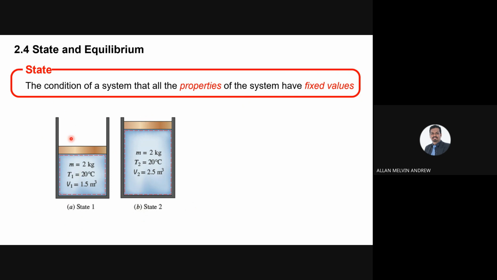If we are referring to it in our report, we report that state 1 is like this. When you change one value, you need to declare it as state 2. If you still declare it as state 1, it will contradict. So it is very important in thermodynamics.